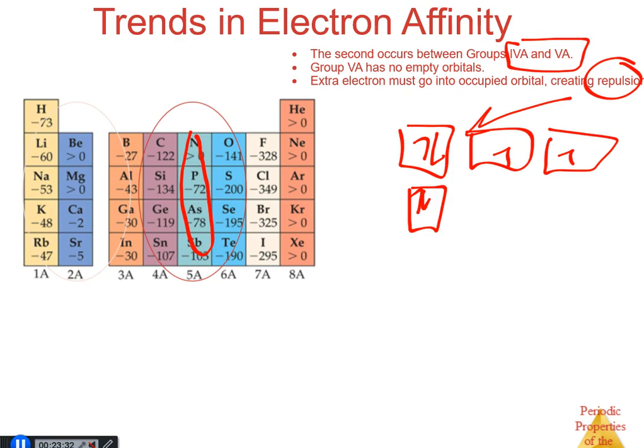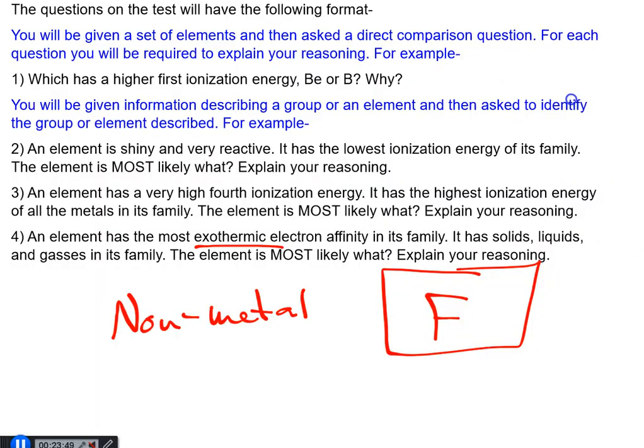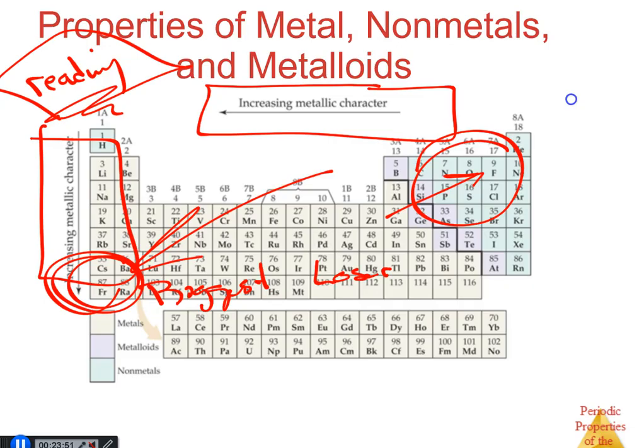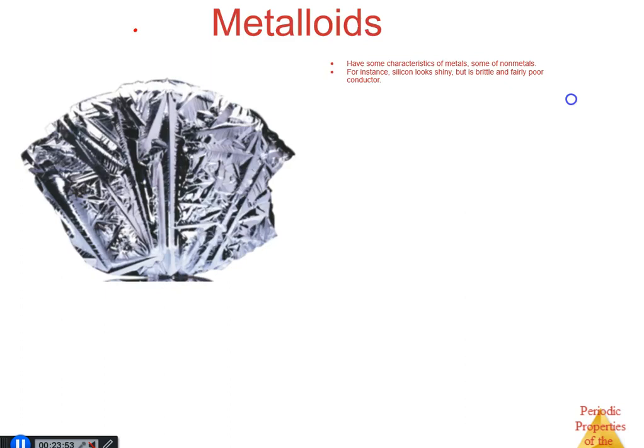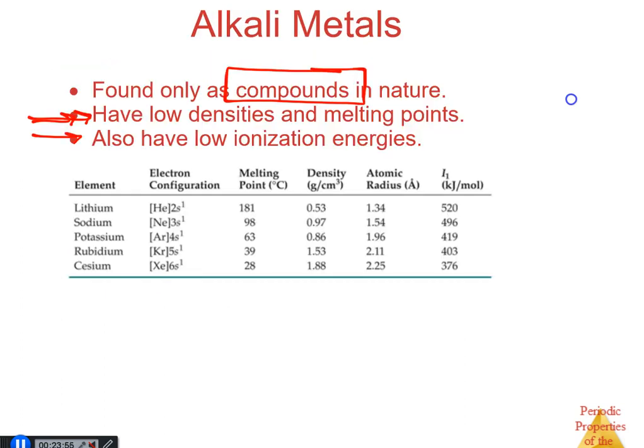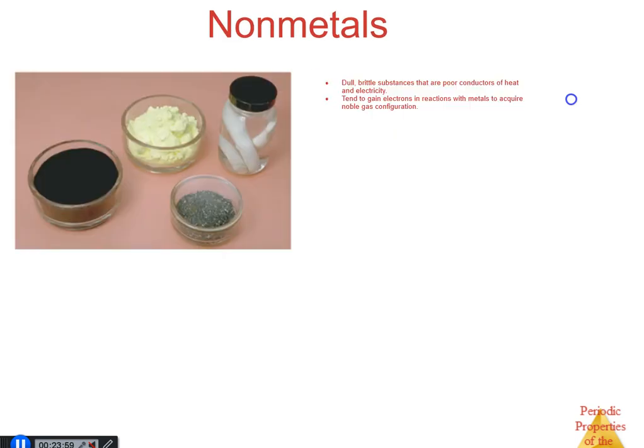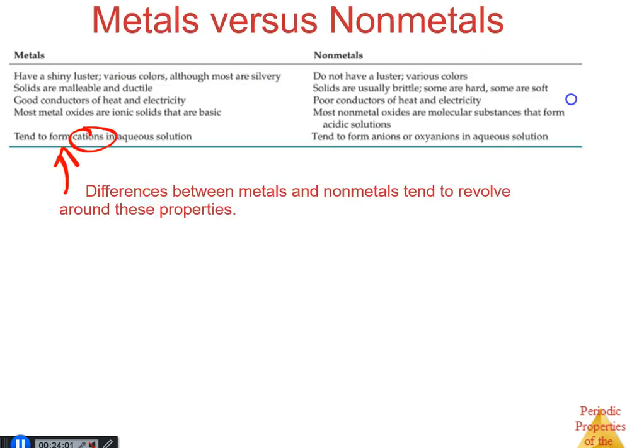The trend exceptions are not on my test. I've never seen them on the AP test either. But feel free to read a little bit about electron affinity and their discontinuities. Okay. That's it. There are a bunch of other slides. They're the properties of families, and you should read those. They're not on the test.